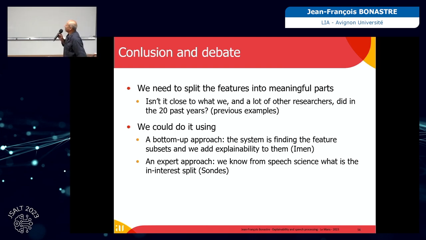Imen will show a strategy where the explanation system itself is grouping the information by attribute, and now the XAI problem is how to interpret one attribute, read bottom up. And Sandes will show how we could start with human experts, with the needs of doctors, pathology experts in this case, in order to constrain the speech explanation. And thank you for your attention.